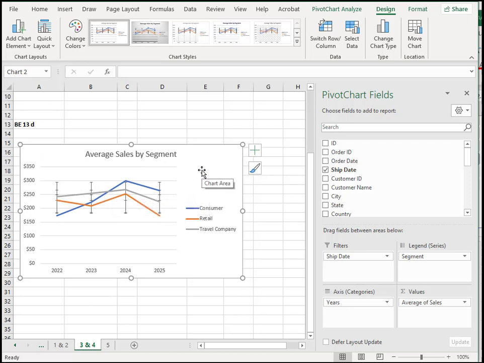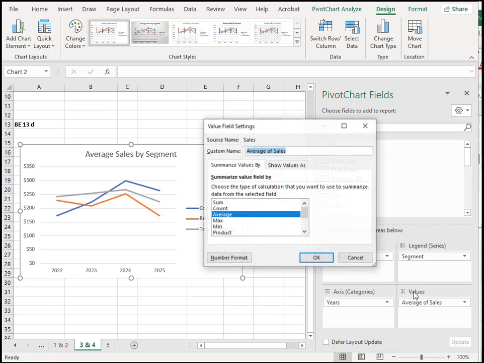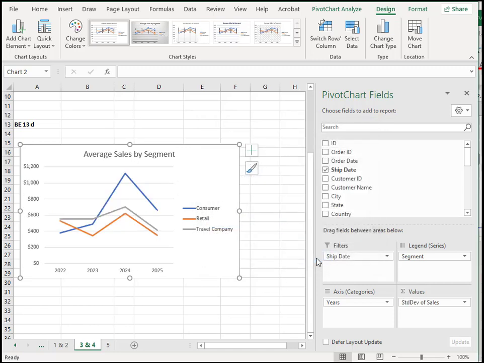There may be a time when that's helpful. Right now, that's not really telling you anything interesting on this graph. But what I wanted was, instead of average sales, the standard deviation. So I would go down here to average and change the field setting. And then I would select standard deviation here. And so it would change from average to standard deviation.